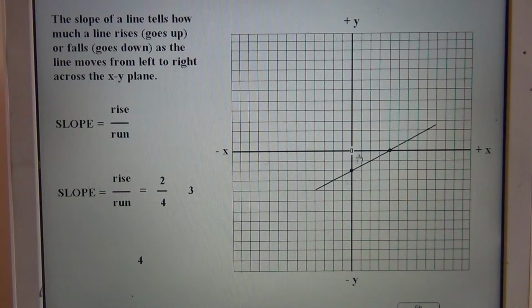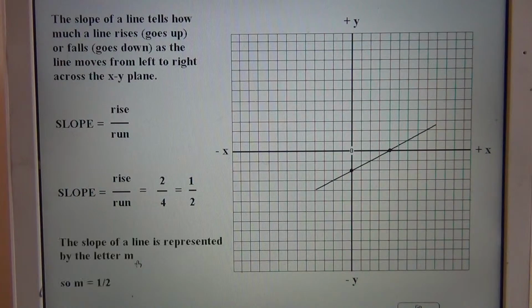Our rise we calculated as 1, 2, and our run was 1, 2, 3, 4. So it's 2 rise over run 4. 2 over 4 is 1/2. So the slope of our line is 1/2. And by the way, the letter M is used to represent slope. So M equals 1/2, or the slope of this line is equal to 1/2.